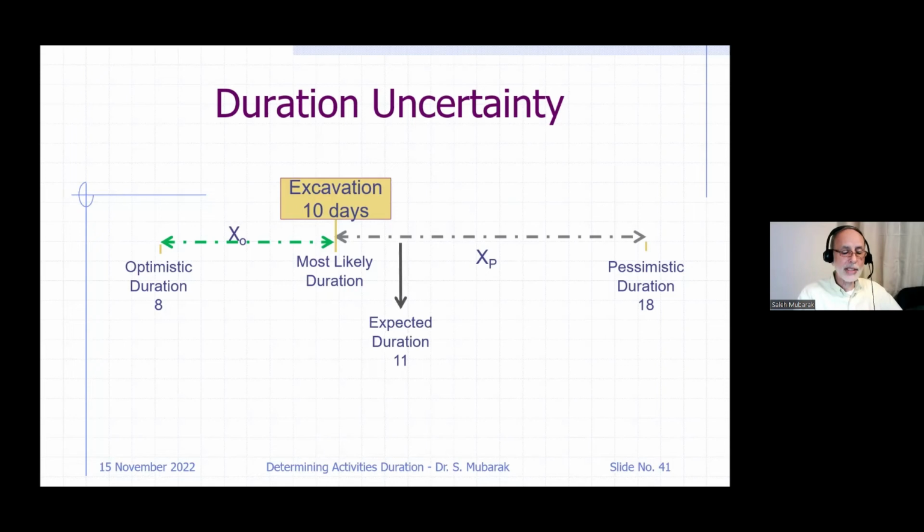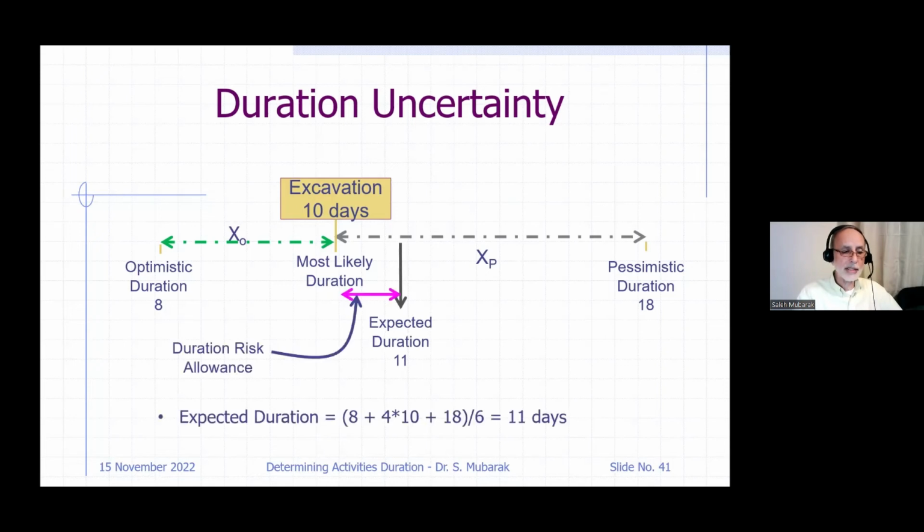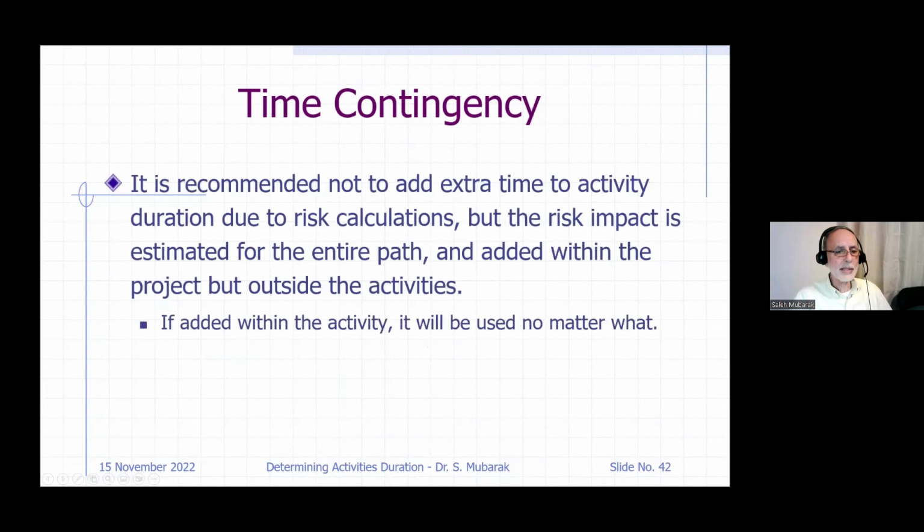If we apply the equation here, the expected duration, which incorporates the impact of both the optimistic and pessimistic, would be the optimistic plus 4 times the most likely, plus the pessimistic, all divided by 6. So we have 6 durations, and that means 11. Why is the expected duration bigger than the most likely? Because it makes allowance for this vast uncertainty here. That's the time contingency, what I call management float or time contingency.